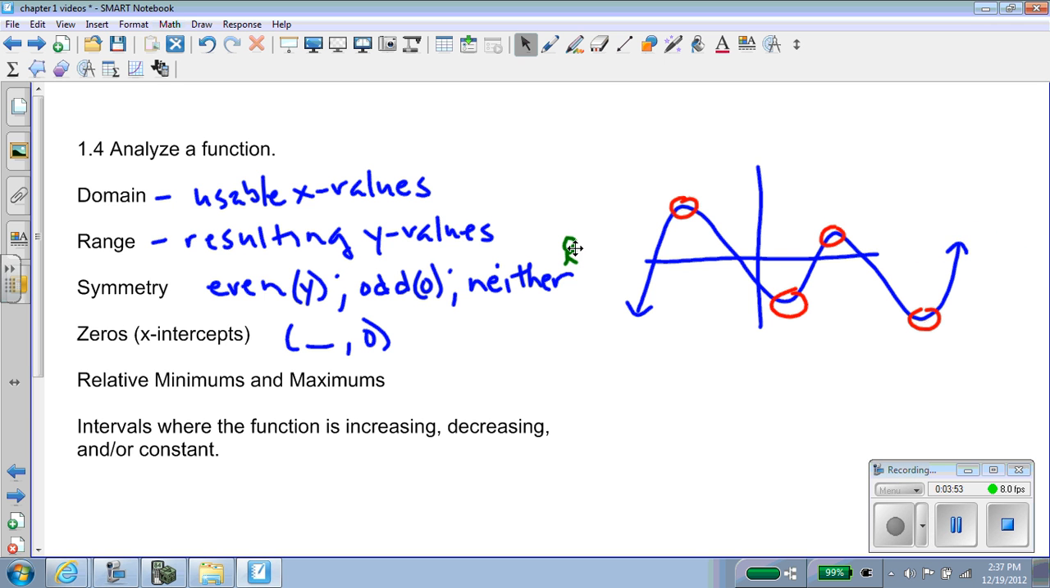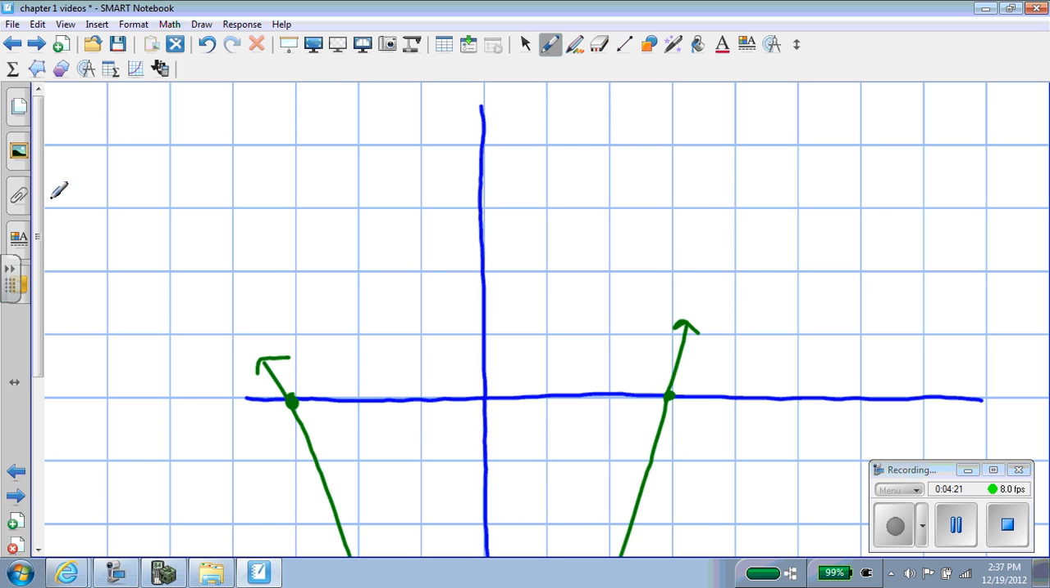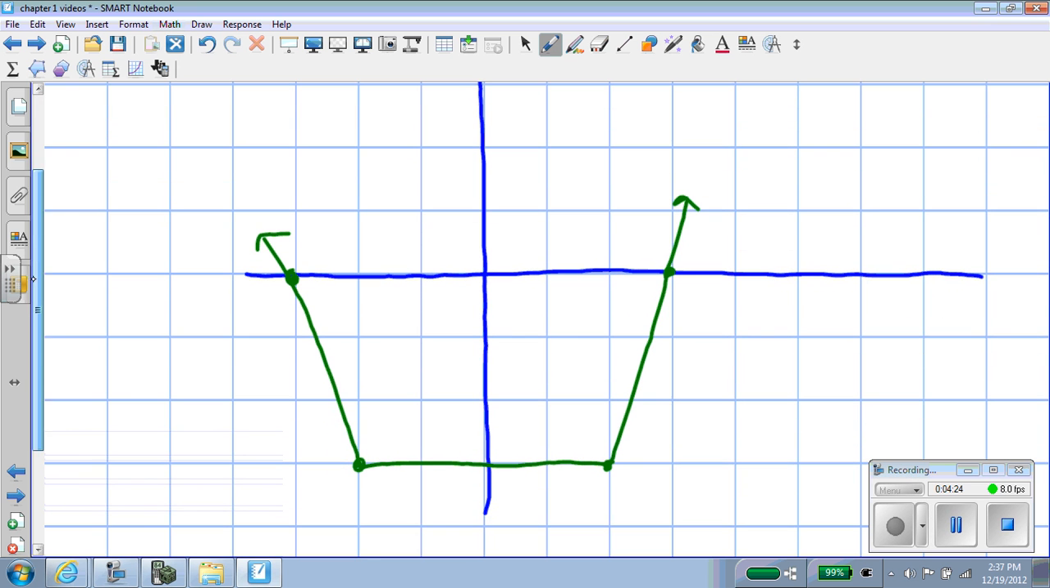So we want to identify this, this, and some point out here, because this is an interval where we're increasing, this is an interval where we're decreasing, this is an interval where we're increasing, and this is an interval where we're decreasing, and this is an interval where we're increasing. Okay, so let's take a look at a graph and analyze it.